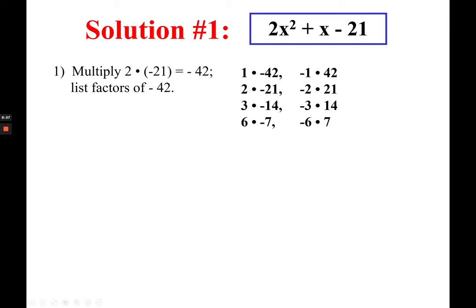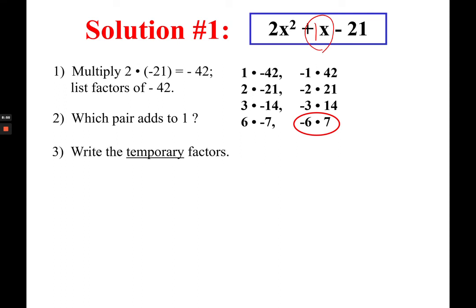Next is your middle term. This is where it becomes a help. How do we determine which factors we need? Which pairs add up to 1? There should be a 1 here, but it's understood. And after looking at each, it's actually the last one. And they will be your temporary factors. So you have x minus 6 and then x plus 7. They are temporary. What do we do next?